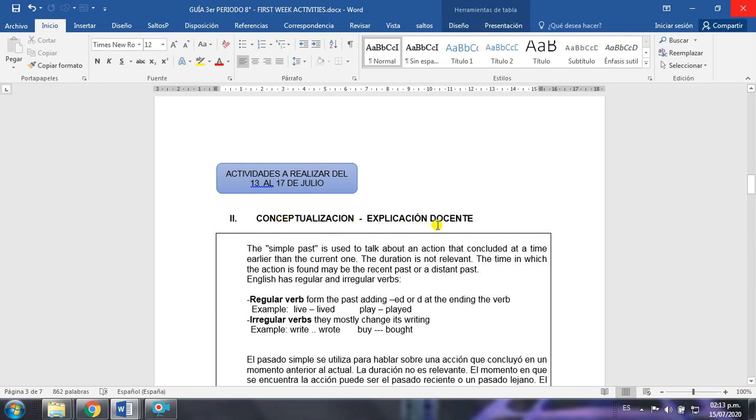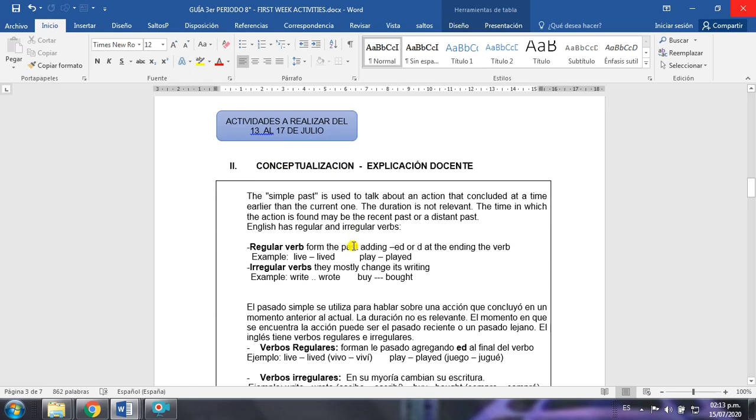Conceptualization. Explicación docente. The simple past is used to talk about an action that concluded at a time earlier than the current one. The duration is not relevant. The time in which the action is found may be recent past or a distant past.